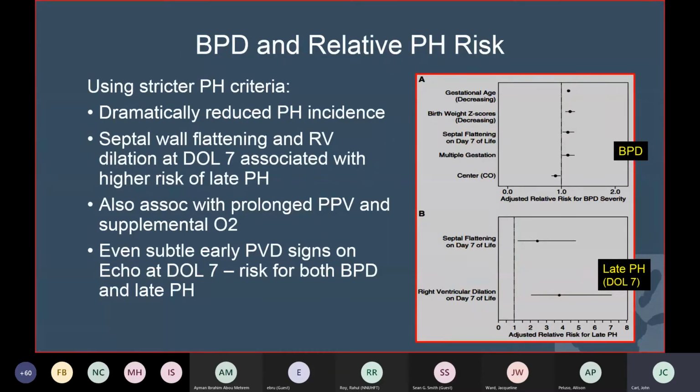Using stricter echo criteria, you'll have a dramatically reduced PH incidence. And if you use the two major predictors here, although qualitative, septal wall flattening on day 7 of life and right ventricular dilation on day 7 of life, this is associated most strongly with pulmonary hypertension later. It's also associated with prolonged positive pressure ventilation and need for supplemental oxygen exposure. But even subtle early pulmonary vascular disease signs on echo at day of life 7 is a risk for both BPD as well as development of PH, of course.